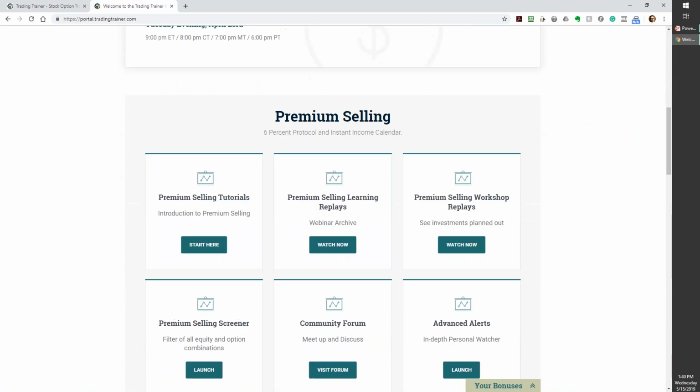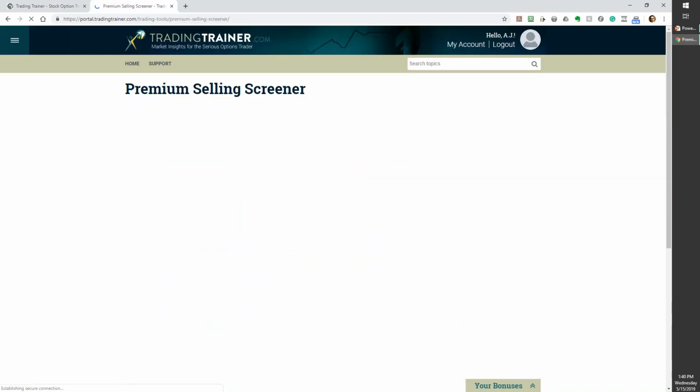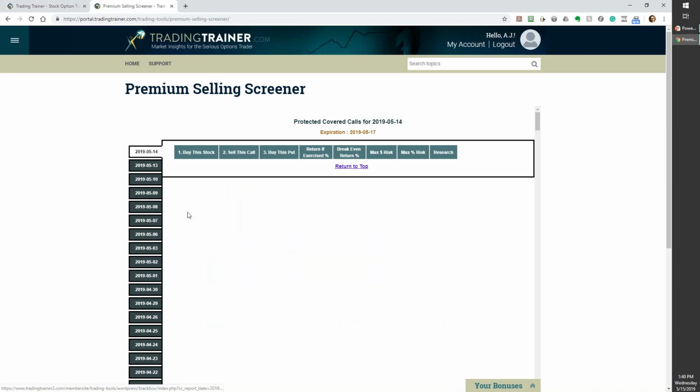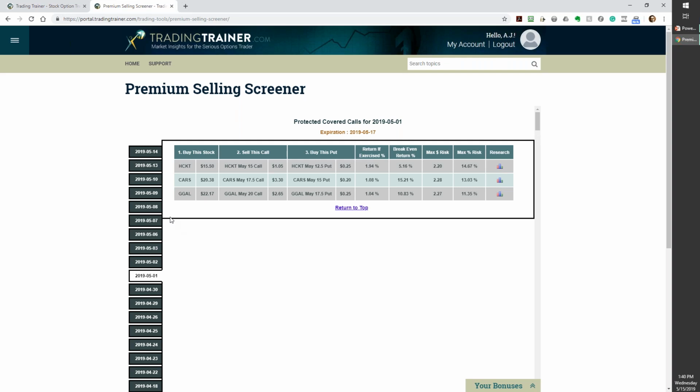So you'll notice here when I go to our premium selling screener, I get these screeners that tell me every night they run. Remember, we only need 1 or 2 positions per quarter to make our portfolio work. But every night we run the screener and we get different positions. It tells us to buy this stock, sell this call, buy this put, and it tells you the type of returns you can expect. And then, of course, we can then supercharge it by substituting in the LEAP.